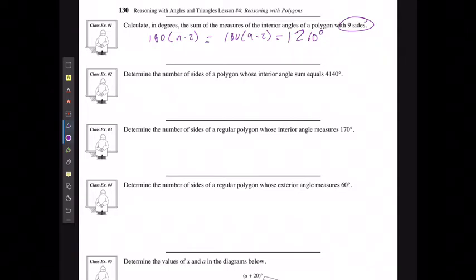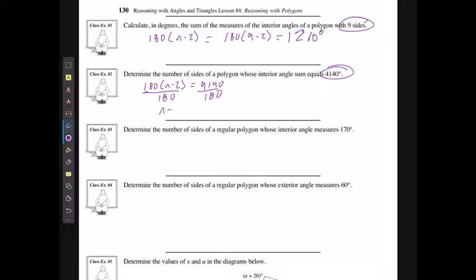If I'm determining the number of sides of a polygon whose interior angle sum adds to 4140, then 180 times (n minus 2) is going to equal 4140. I'm going to divide both sides by 180. And n minus 2 is going to equal 23. And to get n by itself, I'm going to add 2 to both sides. n is equal to 25. It has 25 sides.